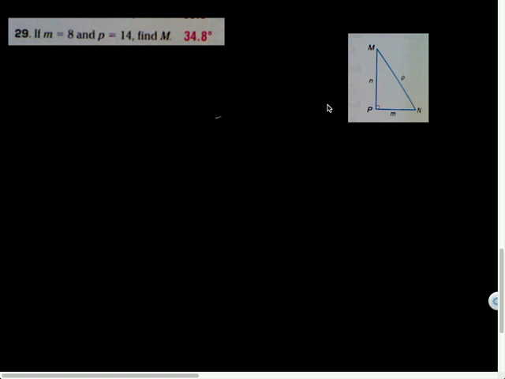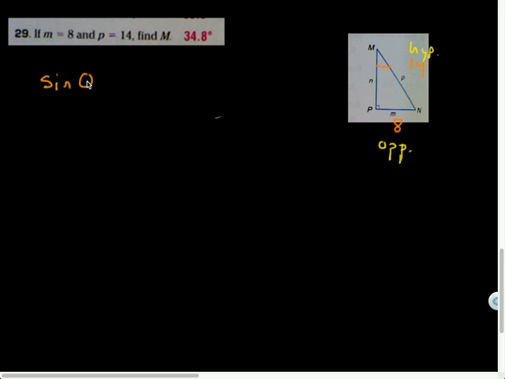So let's see. It says if m is equal to 8, so that's little m, that's a side length, and p is equal to 14, there's a side length. It says find angle m. So I'm looking for this angle. What side is 8 from m's perspective? Opposite. And 14 is the hypotenuse, right? So what trig ratio compares those two? Sine.